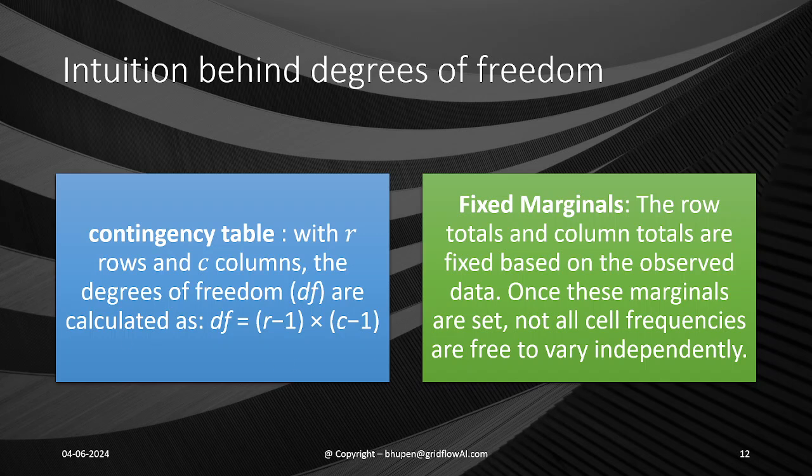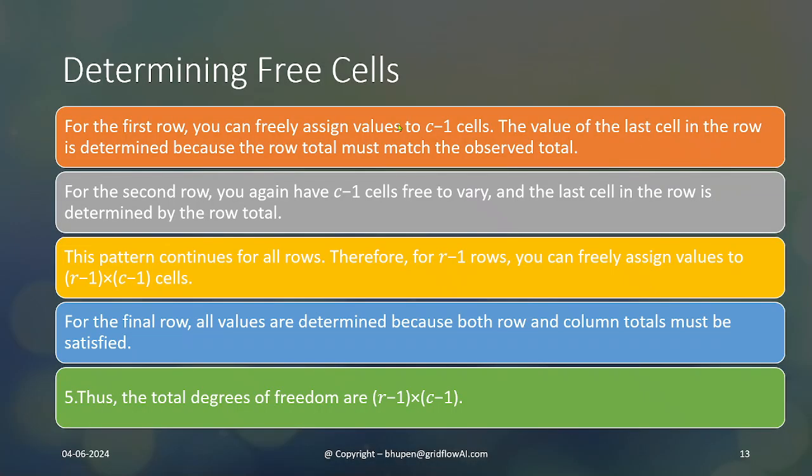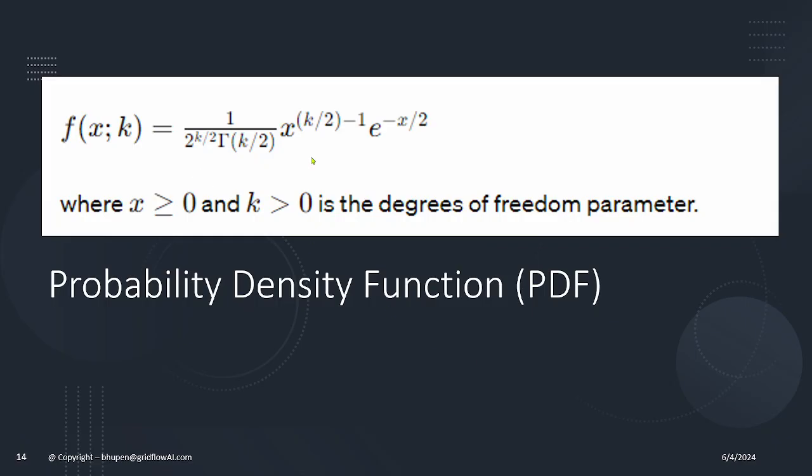Suppose we have 5 rows and 5 columns. It would be 4 times 4, so 16 values are free to change. Those free to change values are used by the chi-square distribution, which I'm going to show you next. So how do we determine the free cells? Subtract 1 from the column and 1 from the row, multiply them, and that gives us the degrees of freedom.